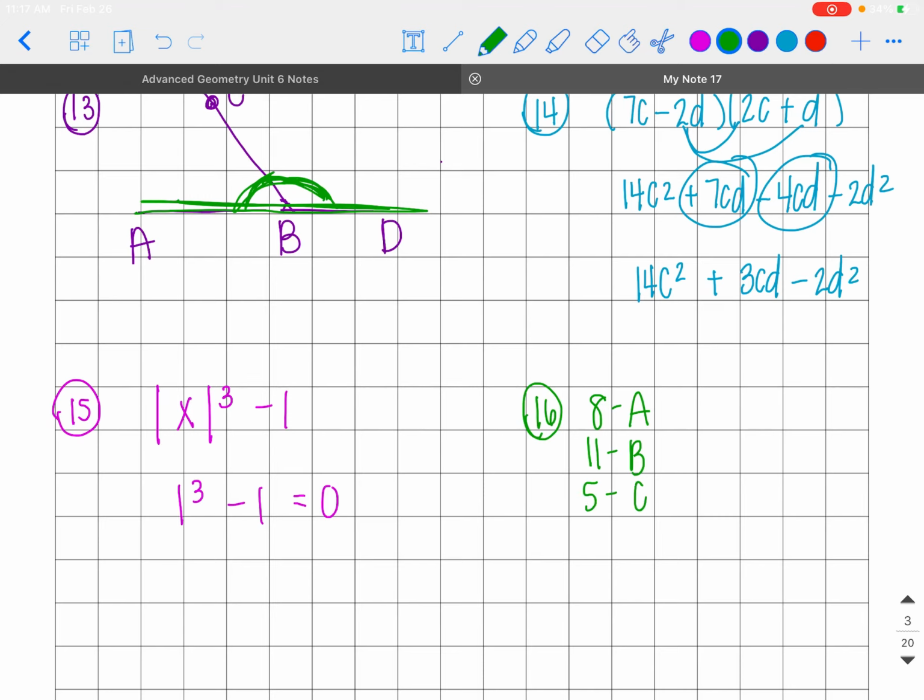5 received a C. There's 24. We want to know the probability that they would have received an A. So there's 8 A's, 24 total. That simplifies to 1/3.